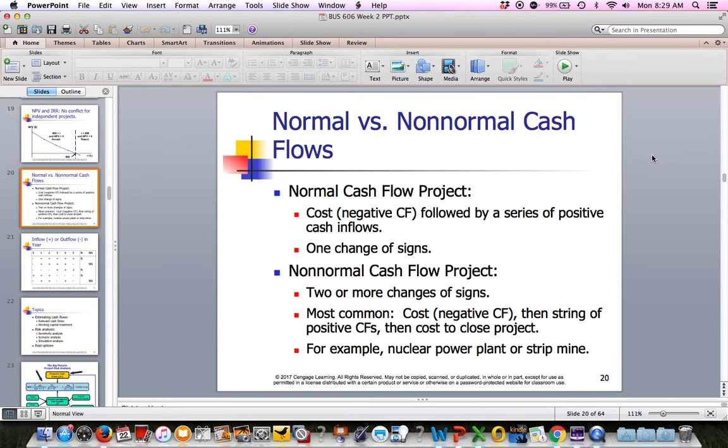Now, this gets trickier too when you have different cash flow patterns. So just kind of FYI, a normal cash flow project is you have that initial negative and a series of positives, just one change of signs. However, depending on the kind of project you're looking at, you can have what they call a non-normal, which is two or more changes of signs. So an initial negative, a bunch of positives, and maybe a negative at the end. And they give an example here.